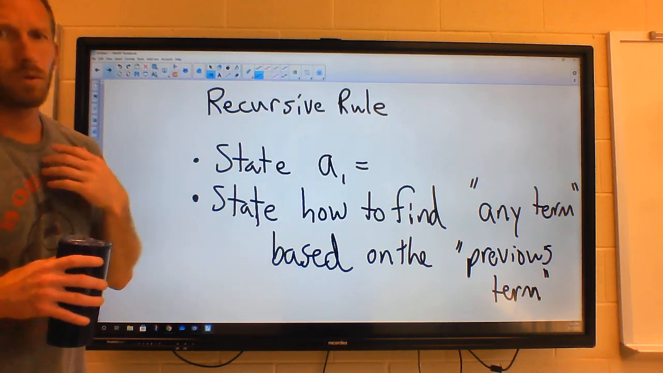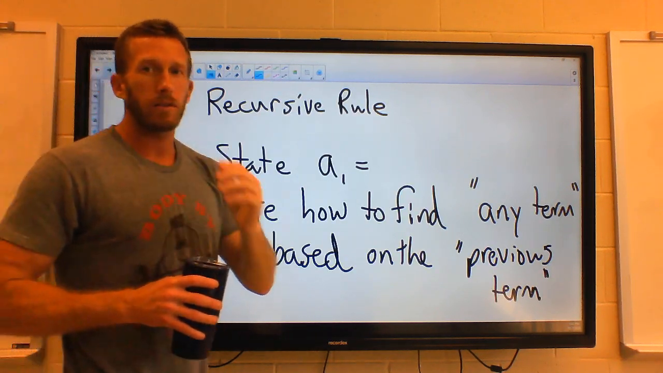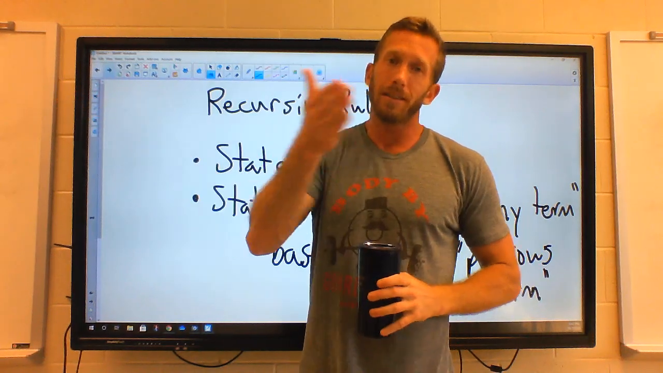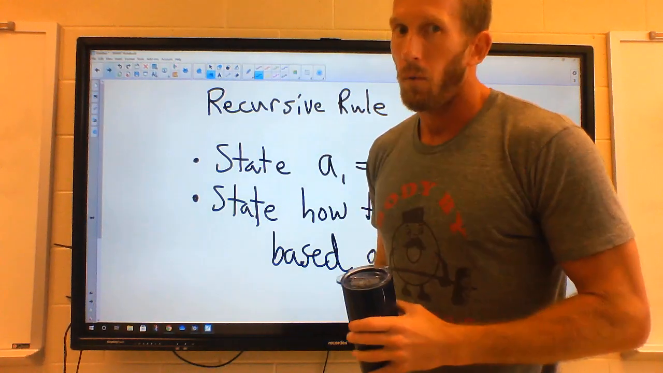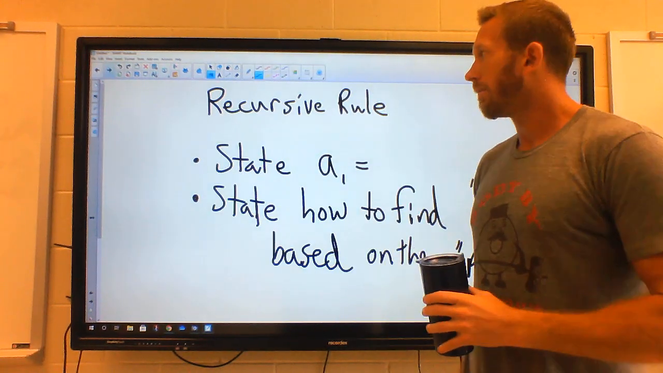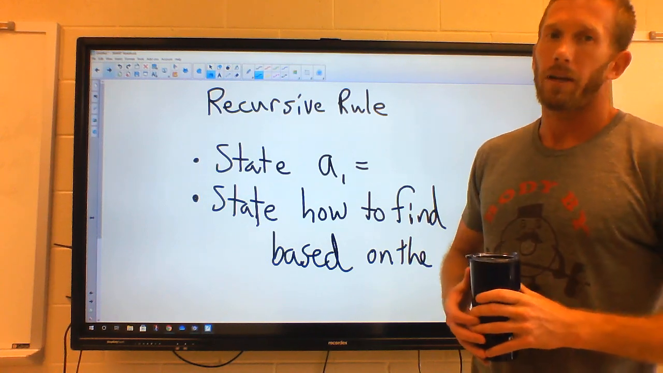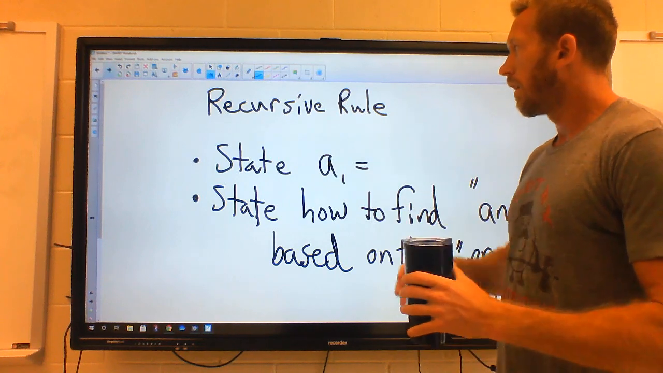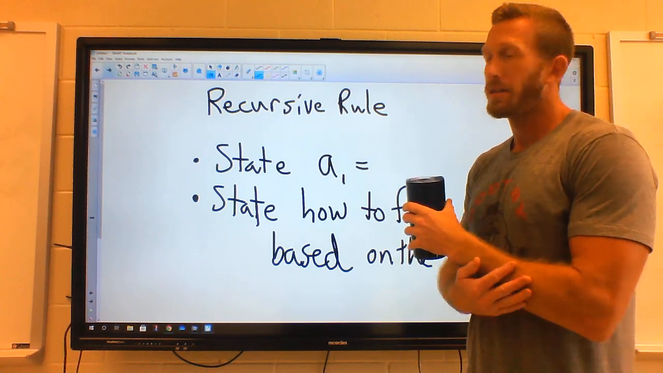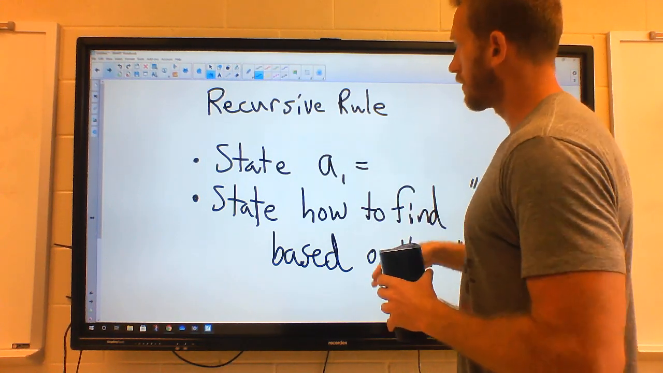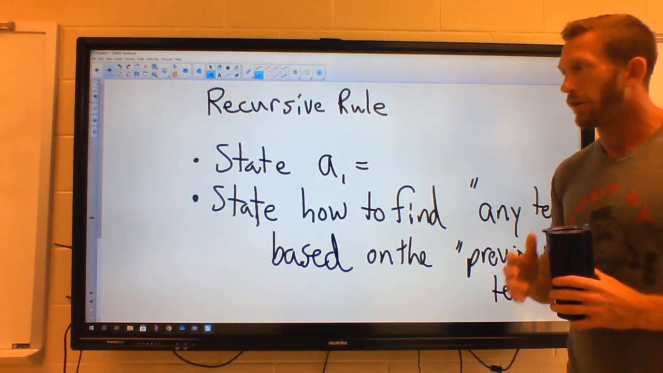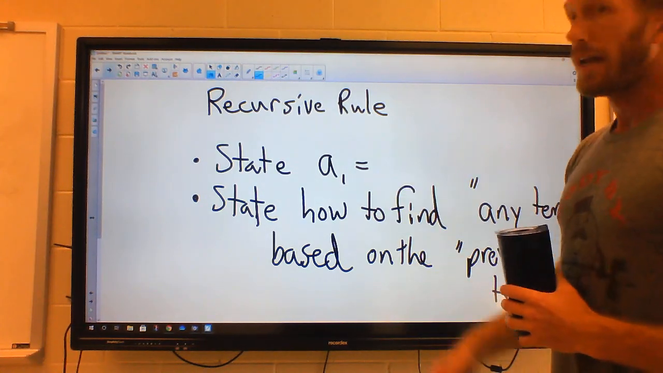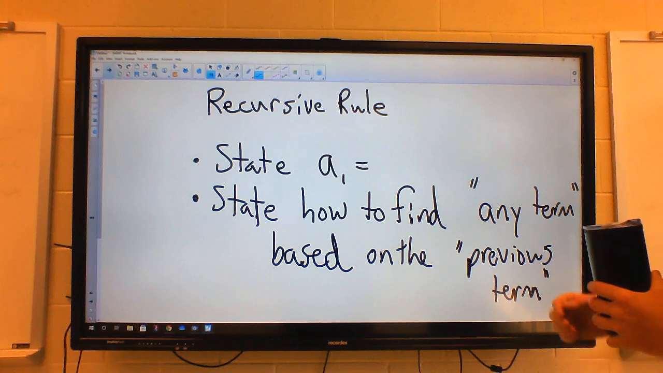So now we're going to get into writing a rule for this. Because sometimes, yeah, it's awesome to list it all out, but that takes a while if we want to go to like the 20th term, right? So what we start doing is writing rules, just like we do equations, for our arithmetic sequence. So on the recursive rule, there are 2 things that are important. The first thing you have to do is state A1. That is the first thing you must do.